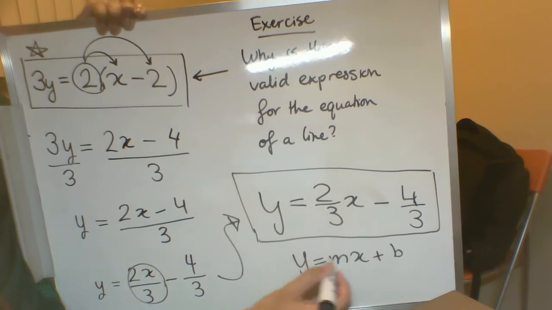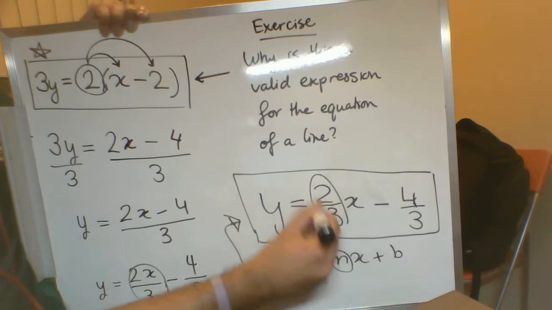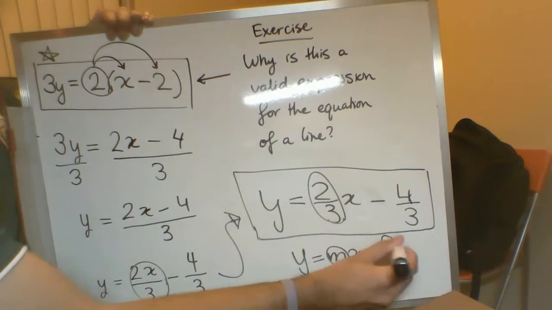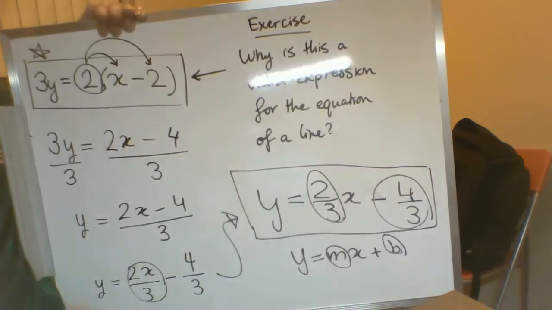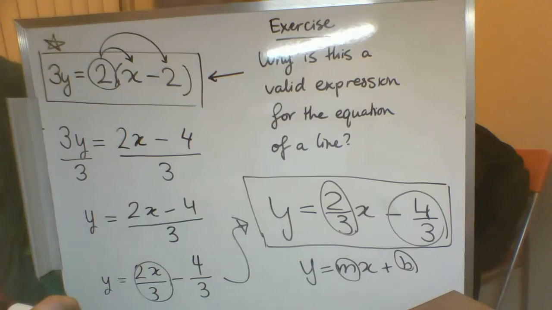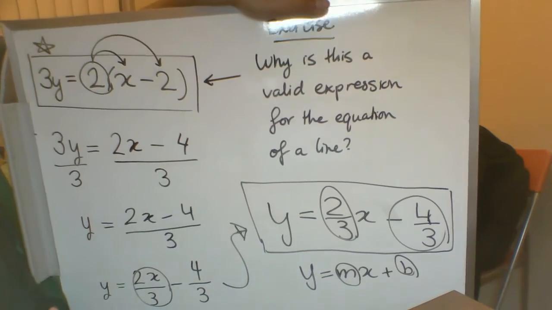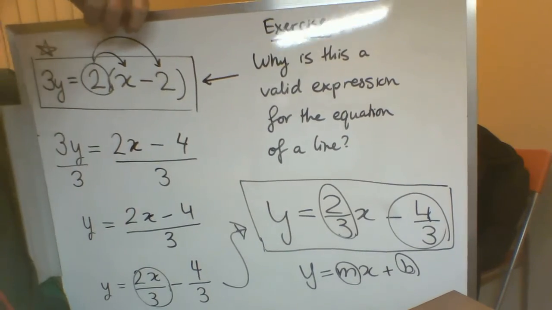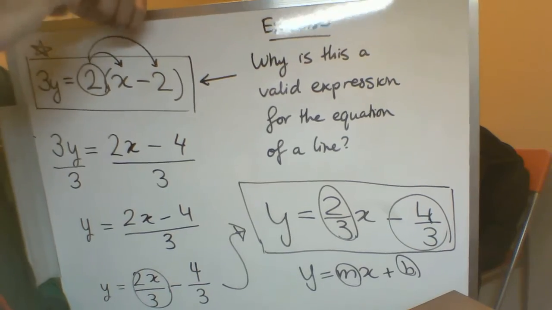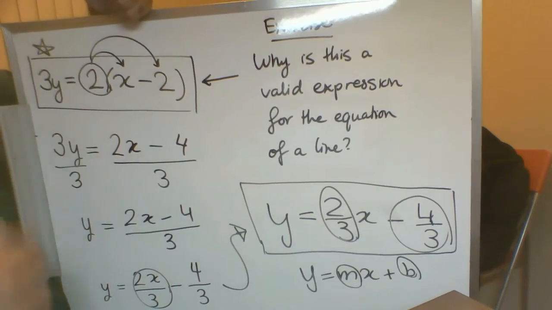And so we can see here that our m is this 2/3, and our b over there is this negative 4/3 over here. And so we would be able to then take that equation and graph it and get a visual representation of what this equation looks like.